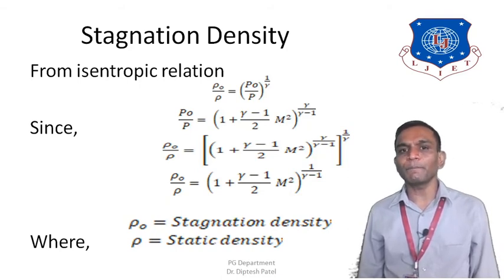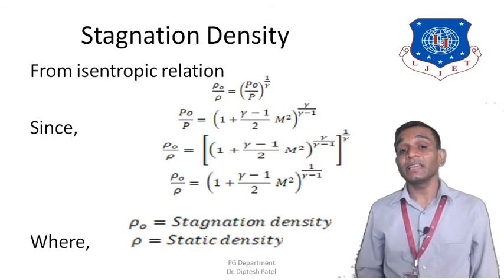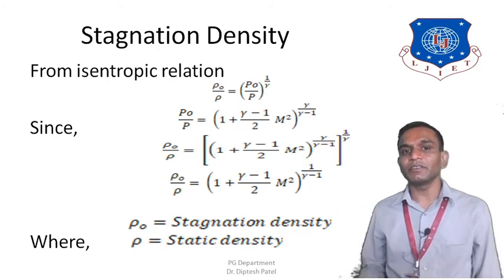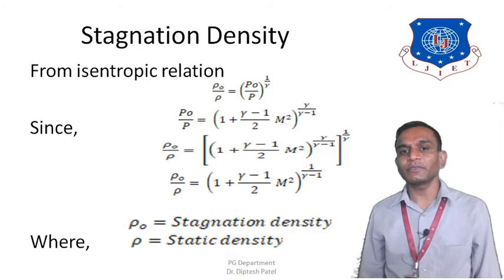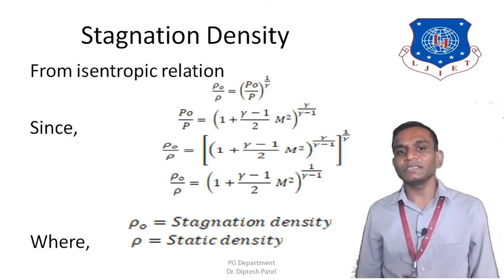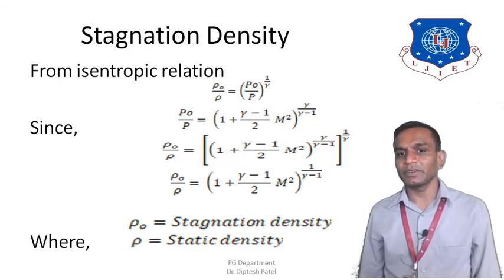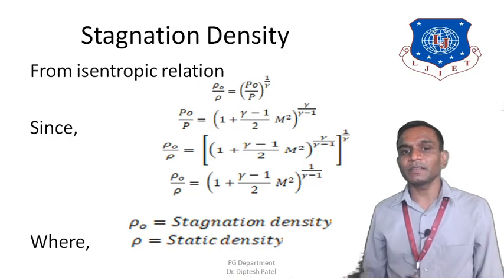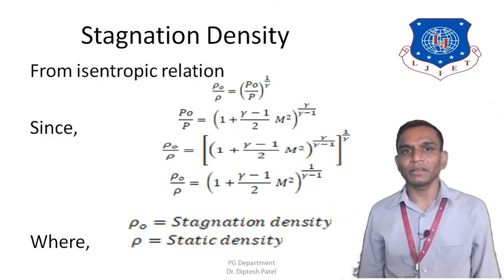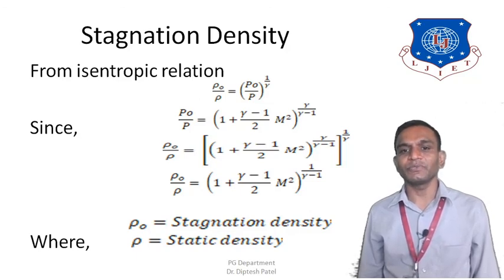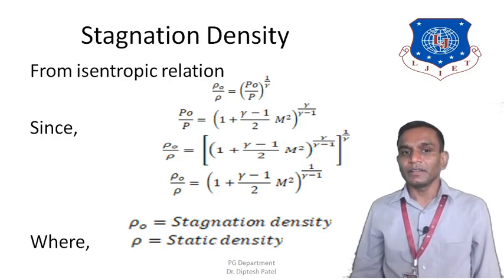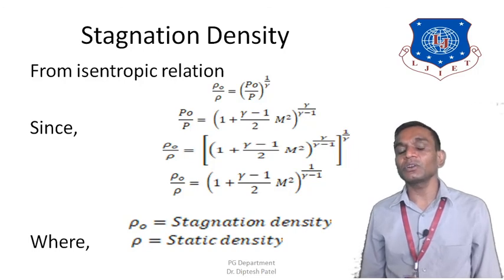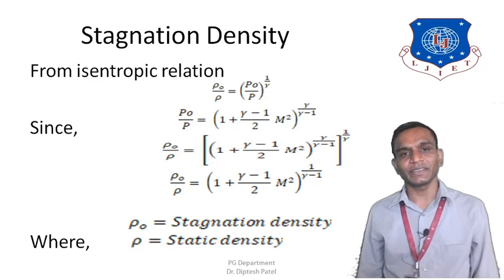Now let's put the value of the ratio of stagnation pressure to static pressure in the above equation, where P0 divided by P is equal to (1 plus (gamma minus 1) divided by 2 M square) raised to gamma upon gamma minus 1. So the equation can be written as rho0 divided by rho is equal to, inside the bracket, 1 plus (gamma minus 1) divided by 2 M square, raised to gamma divided by gamma minus 1, all raised to 1 upon gamma. Now the whole equation reduces to rho0 divided by rho is equal to (1 plus (gamma minus 1) divided by 2 M square) raised to 1 upon gamma minus 1, where rho0 is the stagnation density and rho is the static density. So in short, this is the ratio of stagnation density to static density.